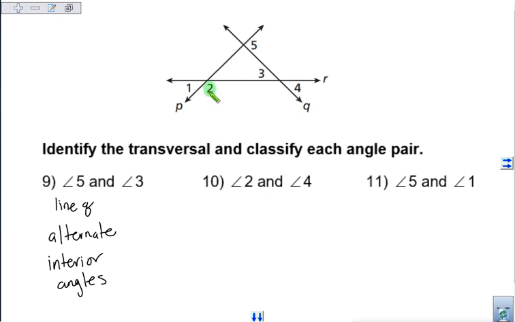Our next set, we are looking at angle 2 and angle 4. And angle 2 and angle 4 are both on line R, which makes line R our transversal. And angle 2 and angle 4 are both on the same side of line R, but one is in between the 2 lines that are being intersected, and one is outside, which makes these corresponding angles.